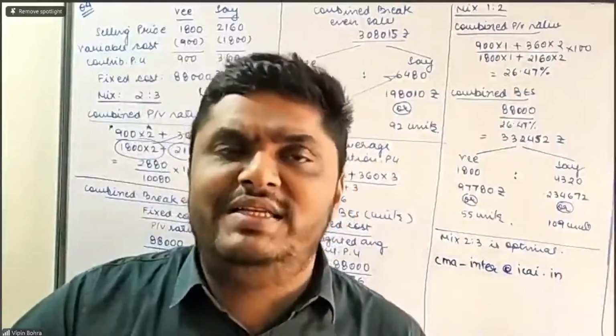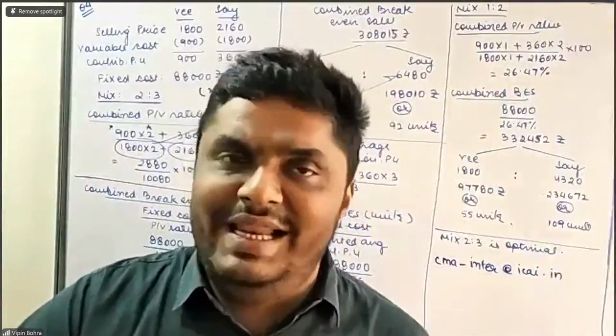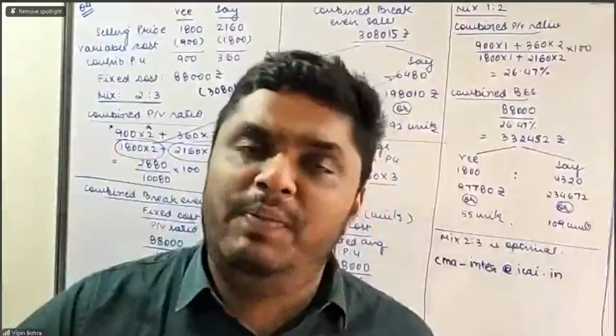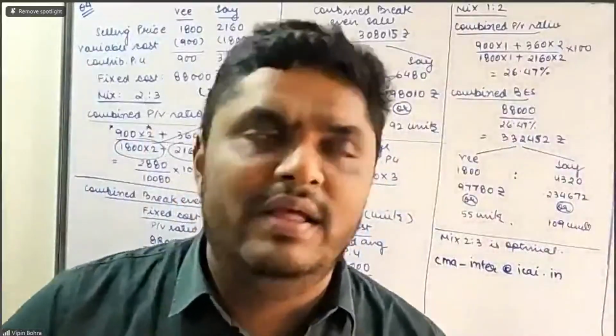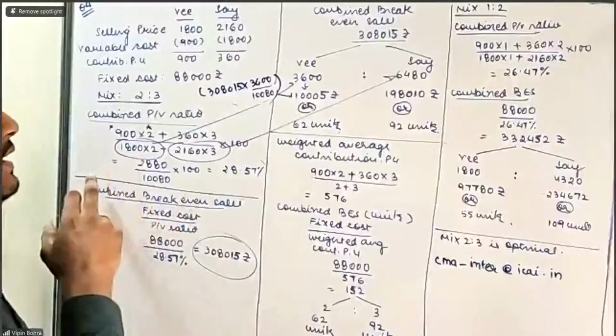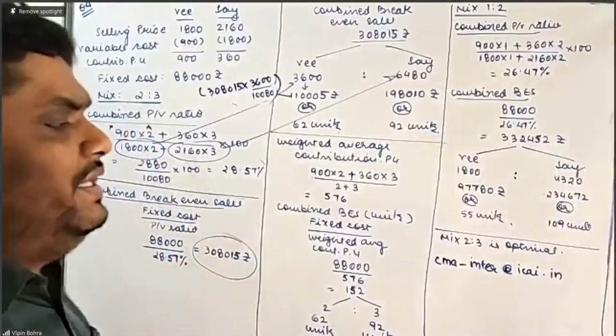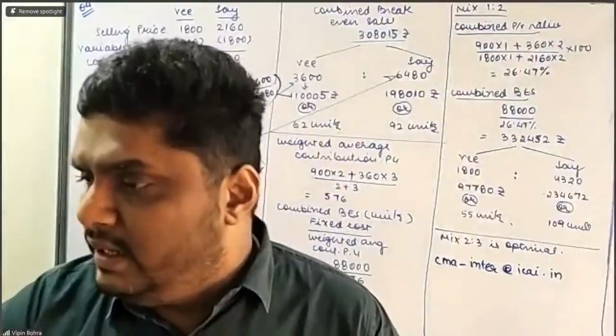You can mention that since the PV ratio is on the higher side and break-even sales is less, this is basically the optimal mix. I've not written it, but yes, I've explained. So you can write that the PV ratio is higher and the break-even sales is lower in case of mix 2:3. That's why it is optimal. I hope it is clear now.